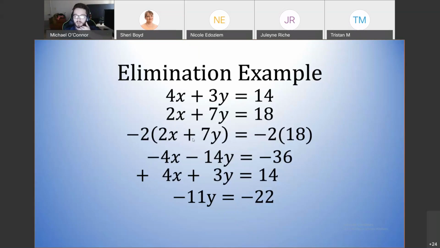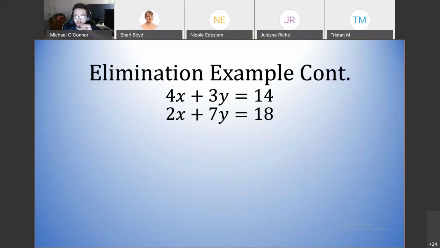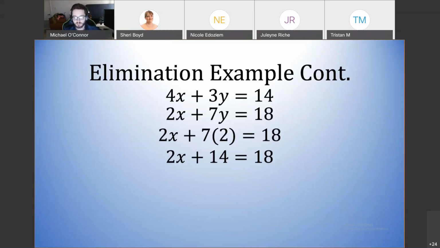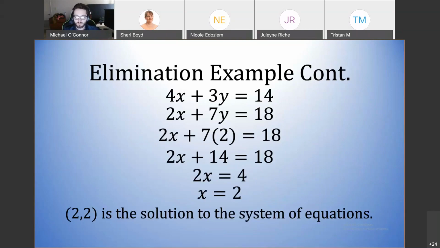Then divide both sides by negative 11 and you get y equals 2. And then you solve the x value the same way as before. You just plug y equals 2 into one of the two equations and solve for x. So I'm just going to plug it into the second one. 2x plus 7 times 2 equals 18. 7 times 2 equals 14, so 2x plus 14 equals 18. Subtract the 14 over, and you get 2x equals 4, and then x equals 2. So (2, 2) is the solution to the system of equations.